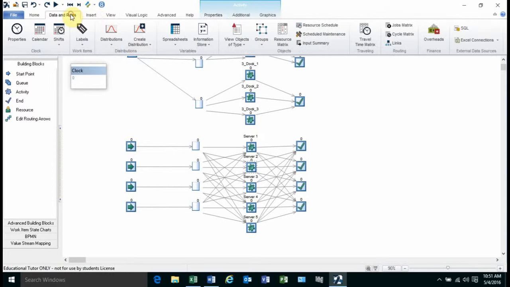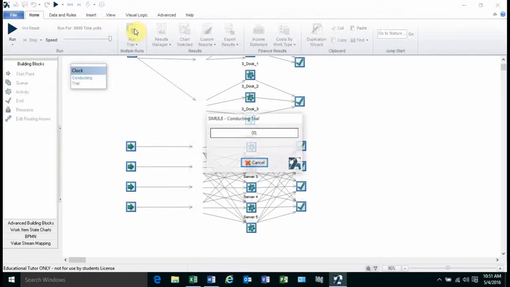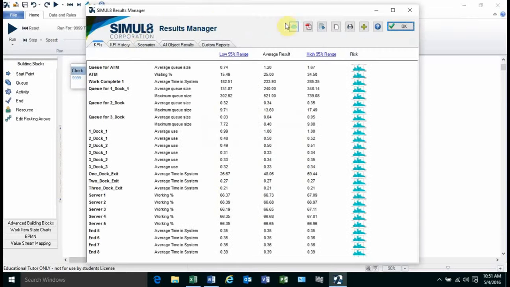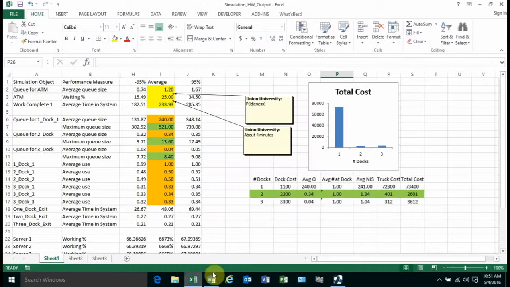So when I run my trial, I take this output file that is generated and I copy it and move it over to Excel. So I hit this button to copy it and I moved it over to a spreadsheet. I've formatted this a little bit. So for my answers for part 1, the average queue size is about 1.2 people. The waiting percentage, or the probability that a customer will not have to wait, is 25%. The average time in system is this many seconds.